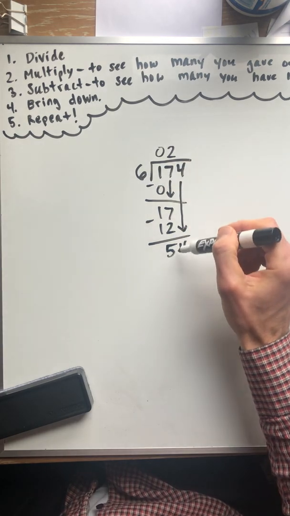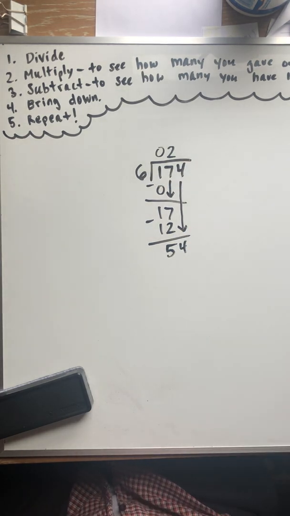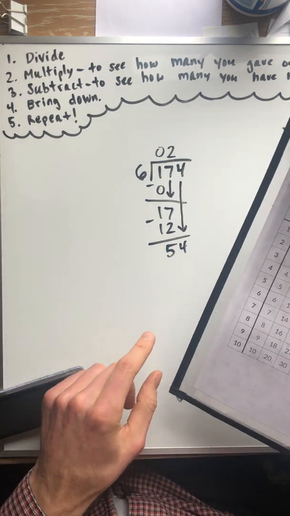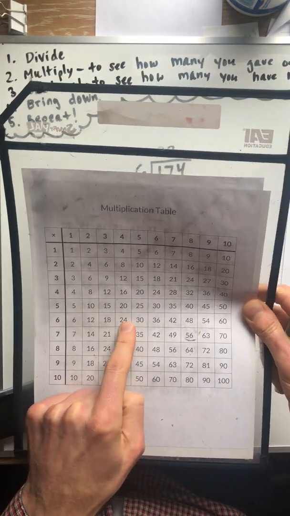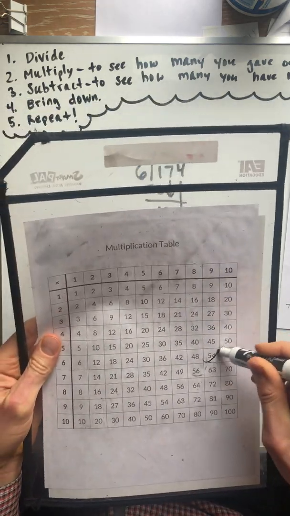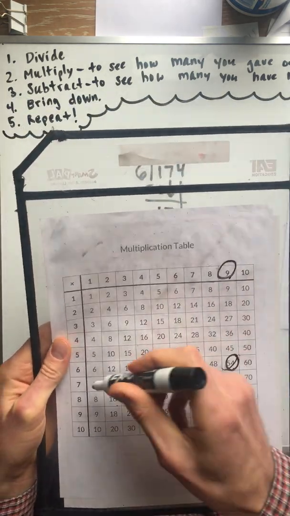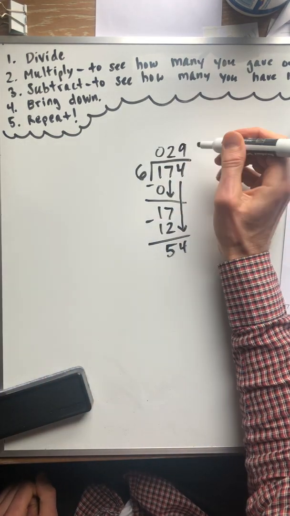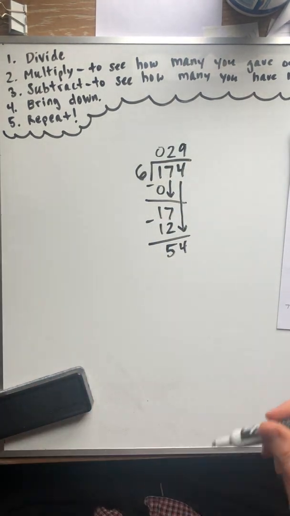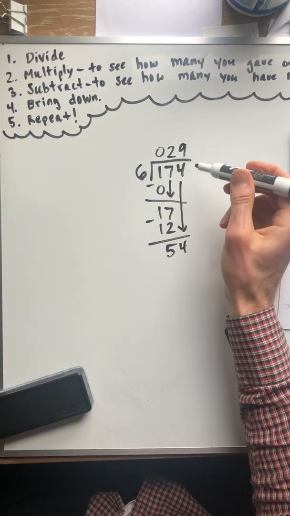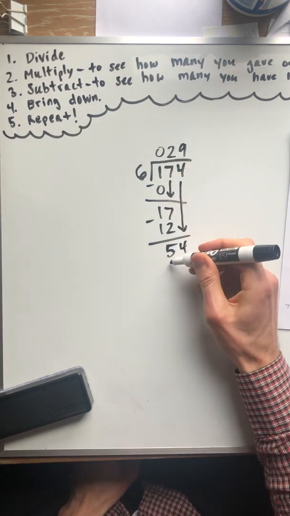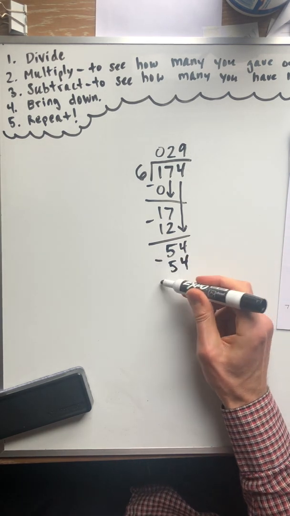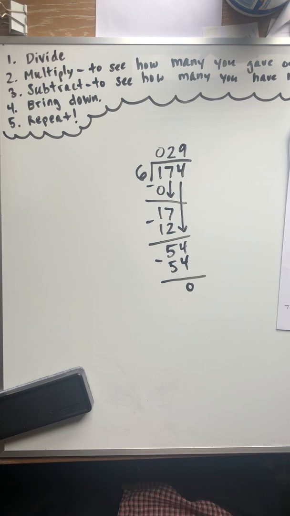So 6 times what equals 54? Without going over. How many times does 6 fit into 54? Well, let's see. Oh, there it is right there. It's 9. 6 times 9 equals 54. So each person gets 9 ones. Now I multiply to see how many I gave out. 9 times 6 is 54. Subtract to see how many you have left. And I've got 0 left.